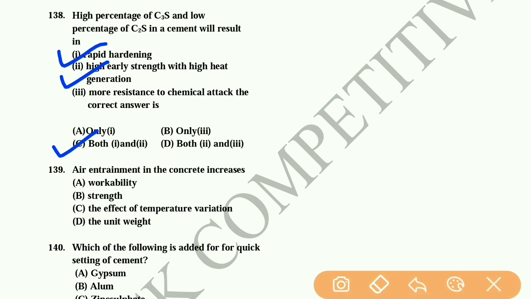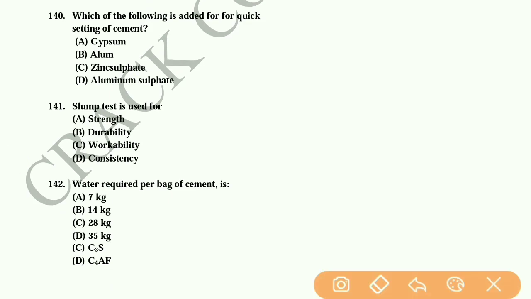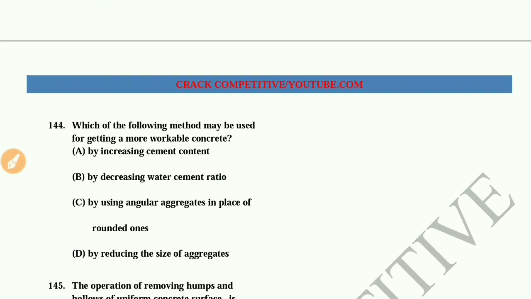Air entrainment in concrete increases its workability. Option A is right. Which one of the following is added for quick setting cement? Quick setting cement के लिए कौन सा ingredient add किया जाता है? This is aluminum sulfate. Slump test is used for workability. Water required per bag of cement, this is the 28 kg. Option number C is right.